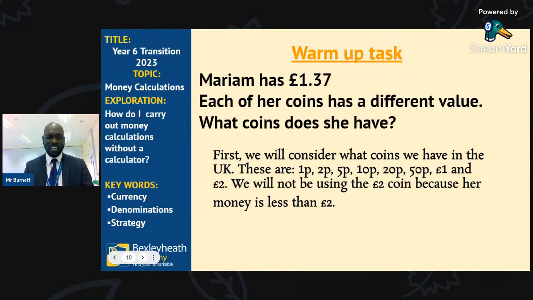So now we have to make 37p. And afterwards, we could try and use 50p. Also, it's going to be too big. It's bigger than 37p. So we're going to jump straight to the 20p coin. So now we have £1.20, a £1 coin and a 20p coin. Now, after the 20p coin, we could use the 10p coin. So now we have £1, 20p, 10p, that's £1.30.